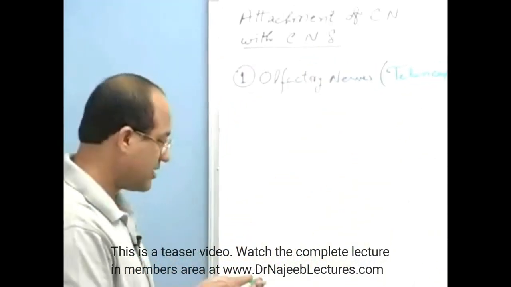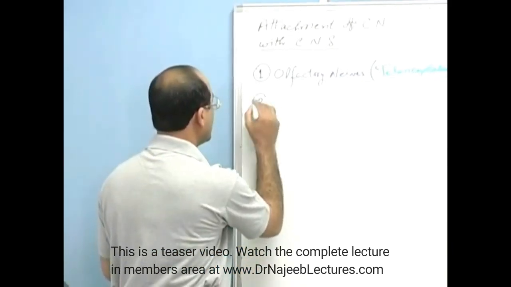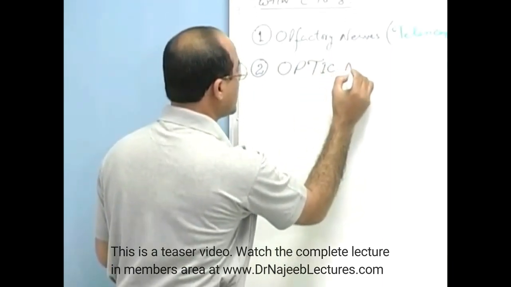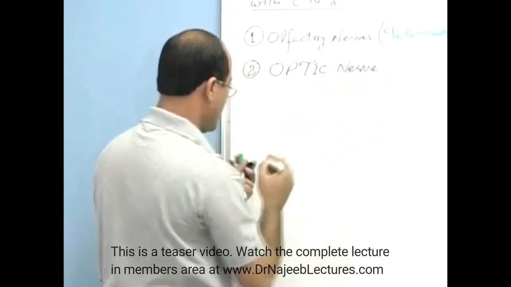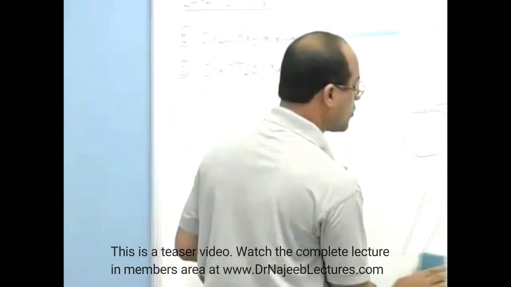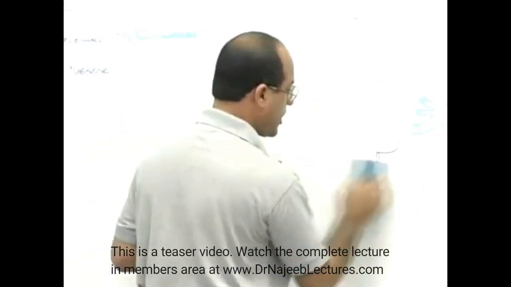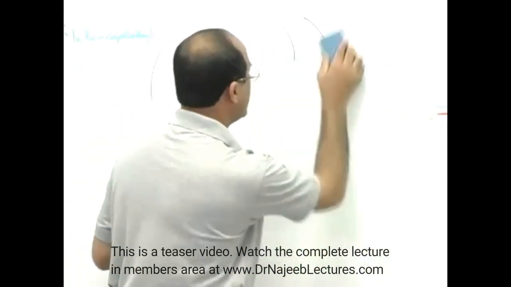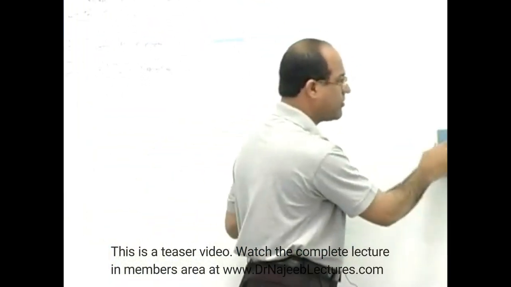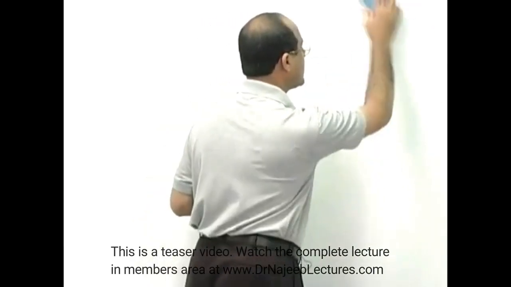Now we go to the second cranial nerve. Everyone knows that the second cranial nerve is the optic nerve. The second point which you must know is that the optic nerve is not a true peripheral nerve. This is a misnomer. Embryologically, the optic nerve is an elongation of the diencephalon.